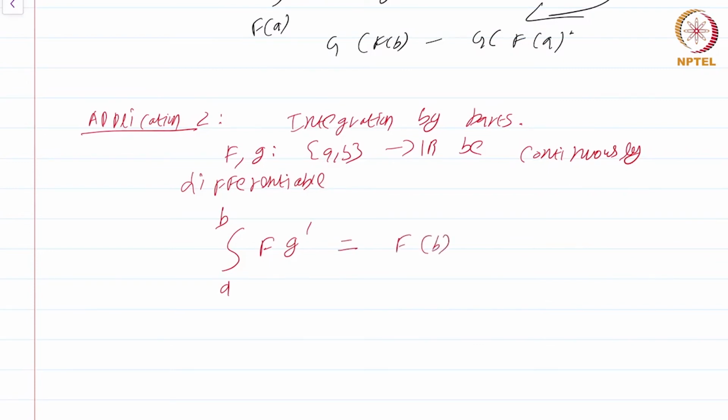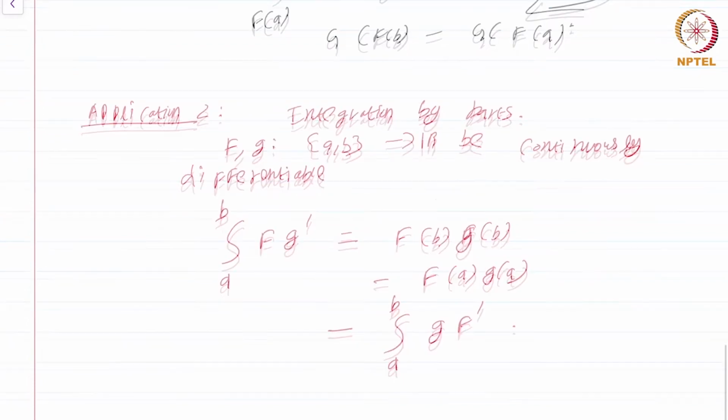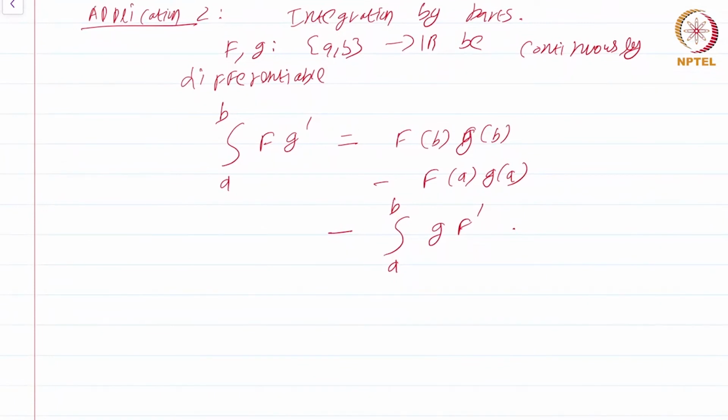f of b g of b minus f of a g of a, minus the integral from a to b. You just reverse the derivatives, that is, it becomes g f prime. You're all familiar with this. The integral from a to b of f g prime is f(b) g(b) minus f(a) g(a) minus the integral from a to b of g f prime.